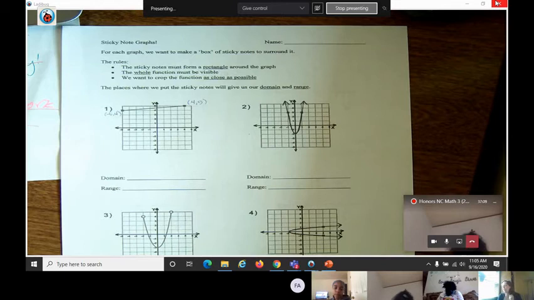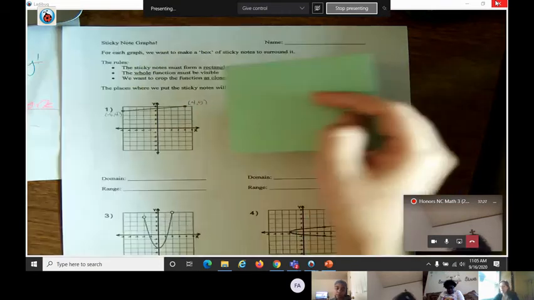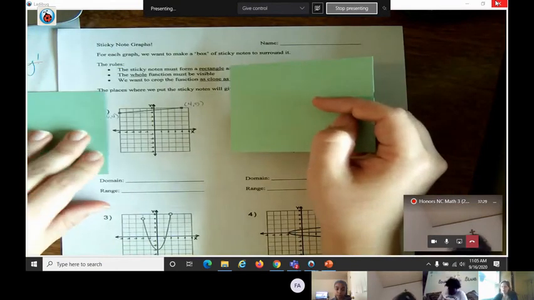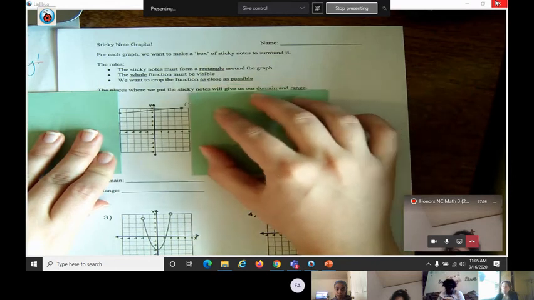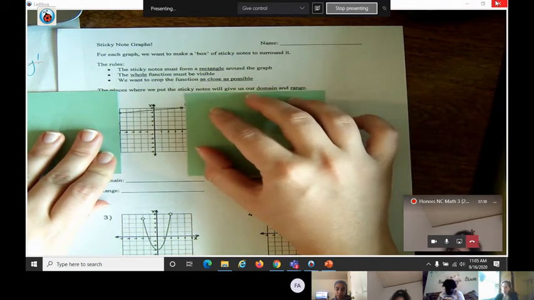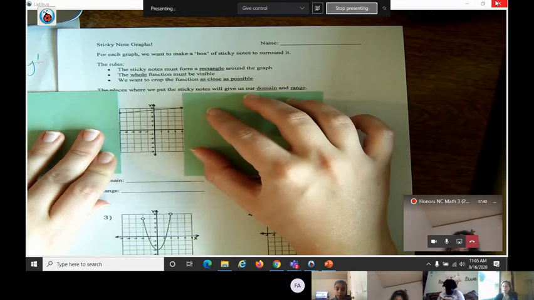So what we're going to do is we're going to take sticky notes, and it says the sticky notes must form a rectangle around the graph. The whole function must be visible, but we want to crop the function as close as possible. We want to get rid of as much of the grid as we can. So I'm going to start with the domain, and I can take my sticky note and I can get all the way up to here before I'm going to end up crossing over the function. I can do the same thing on the right-hand side, but I get to crop off a little bit more of the grid, and I get all the way up to here.